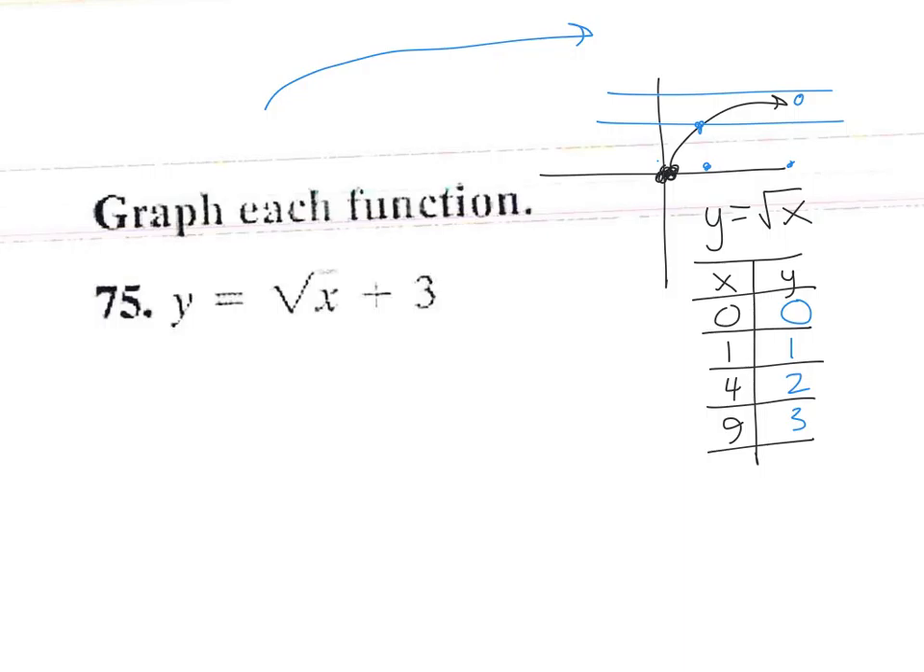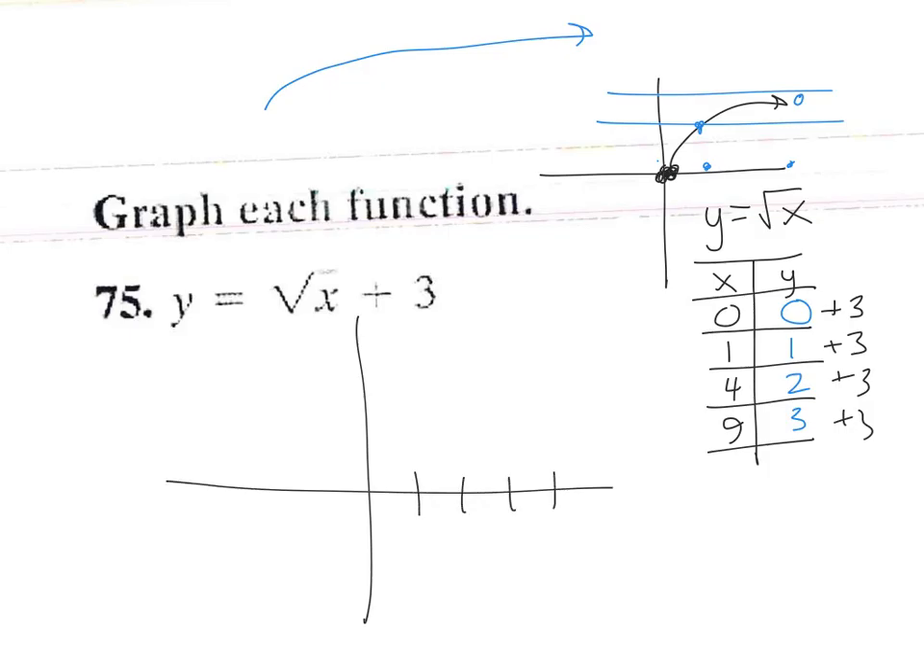What this function is doing is taking your general square root of x and shifting it up 3. So you're basically going to add 3 to all these y terms. On a graph, you can make a table too to be more precise, but you're going to start at 3 and do the same thing. We're just going to the right.